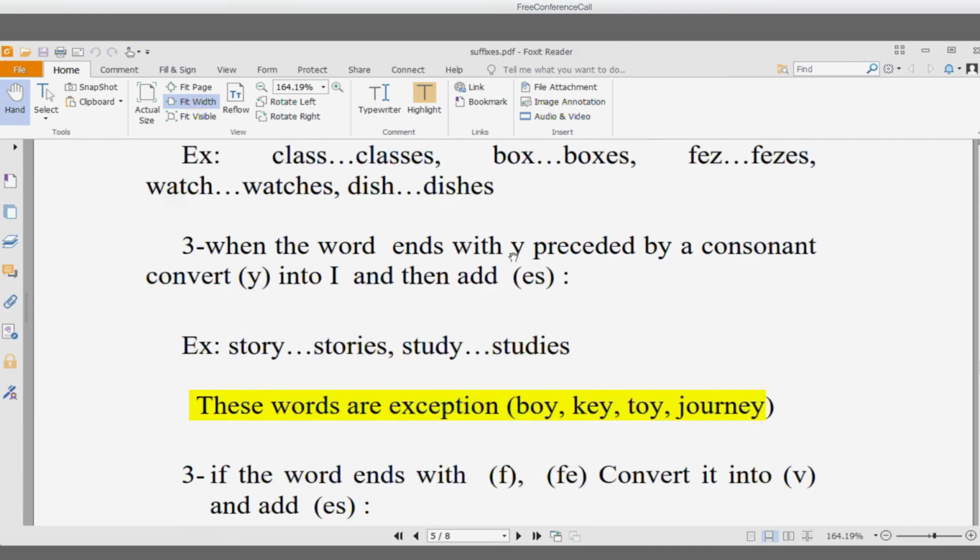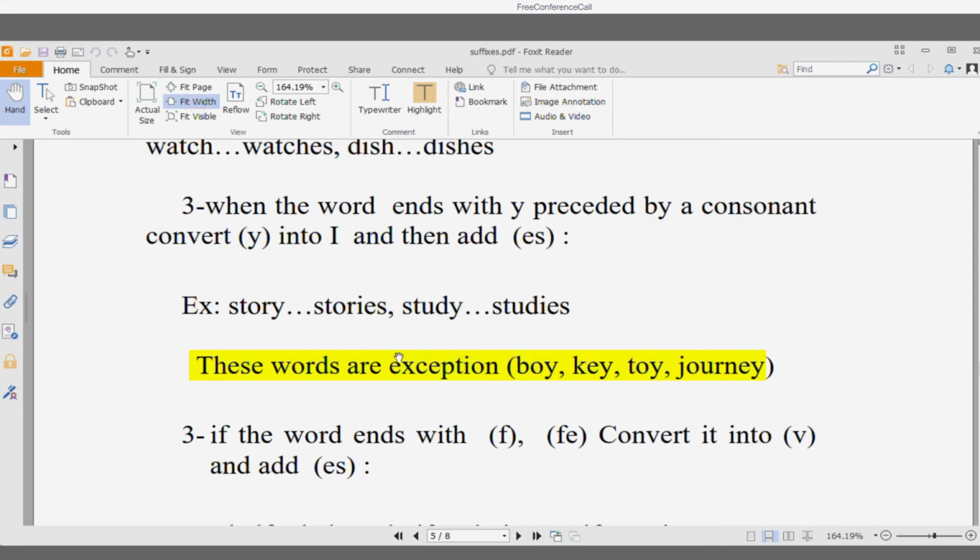When the word ends with Y preceded by a consonant, convert Y into I and then add ES. إذا انتهت الكلمة ب Y preceded by a consonant يعني مسبوقة بحرف صحيح، اقلب لي Y, convert Y into I إلى I and then add ES. تقلب ال Y إلى I وضيف ES. For example, story, stories, study, studies.